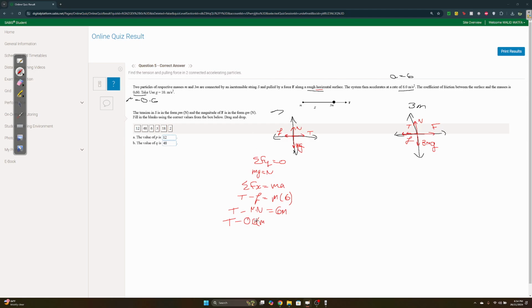G is 10 equals 6m. Solve this equation, you're gonna get this is 6m, so minus 6m taken to the other side is gonna be equal to 12. Okay, next here, so I found the tension, this is 12.